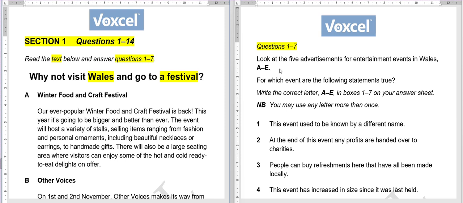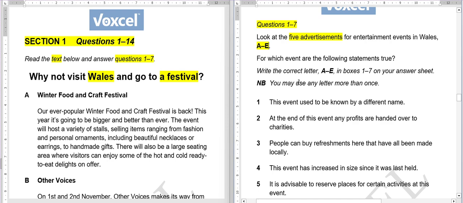So let's read the instruction words first. Look at the 5 advertisements for entertainment events in Wales, A to E. So we know there will be 5 advertisements, labeled A to E. For which event are the following statements true? This is a type of paragraph contains information. Write the correct letter, A to E, in boxes 1 to 7. This is very important to note: you may use any letter more than once.